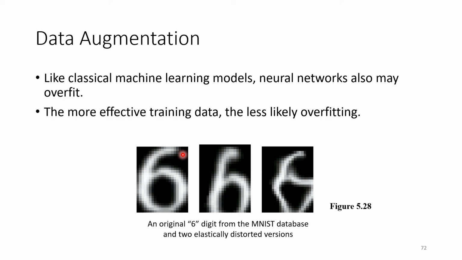This is an MNIST image for the digit 6. And they can apply some method. For example, here they use an elastic distortion method to create the second and the third image, and give them the same label 6, so that with more training data, they can try to prevent the overfitting problem.